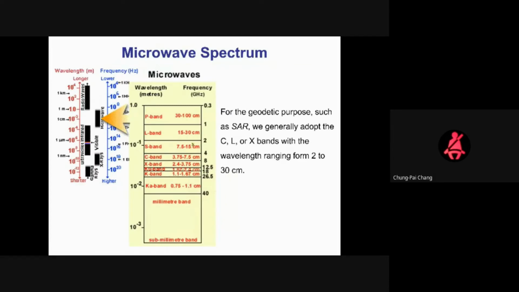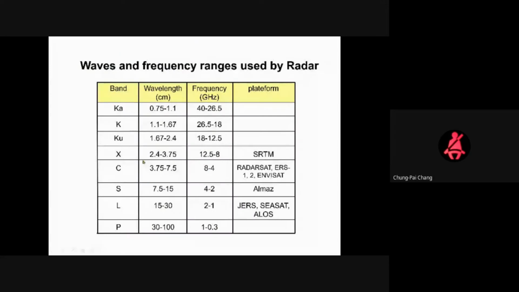For the microwave spectrum, we know it's normally from 1 meter to 1 centimeter. I will show another figure. Here you can see the wavelengths, from the Ka band, which is the shortest wavelength radar wave, around 1 centimeter, to the longest, the P band, which is almost from 30 centimeters to 1 meter.